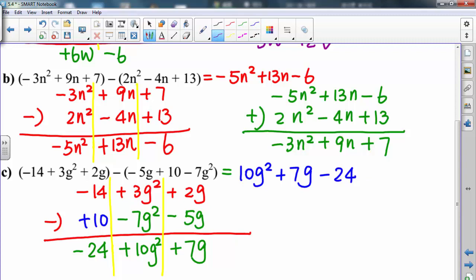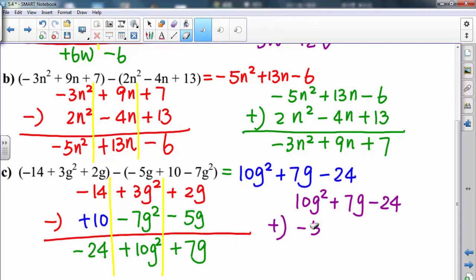How can I check my solution? This one is my difference. I add the difference to the second polynomial. Okay, when you add them up, make sure you line up the like terms again.